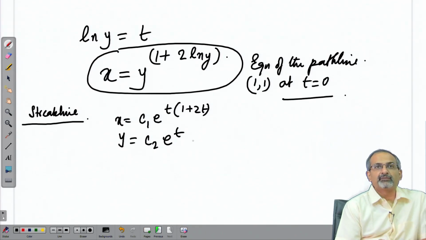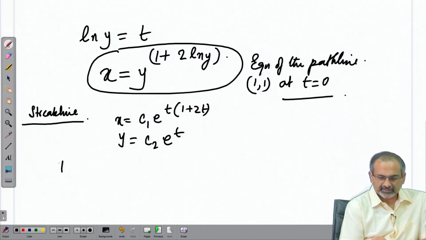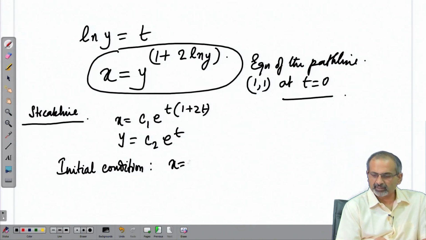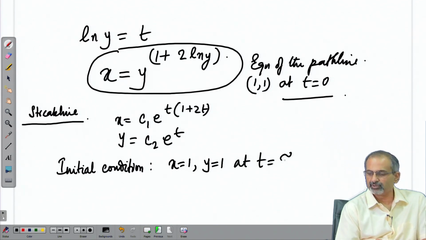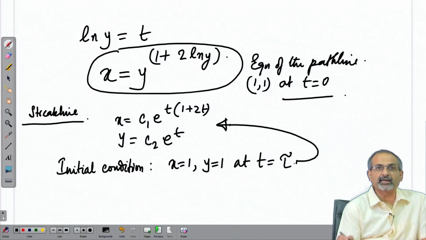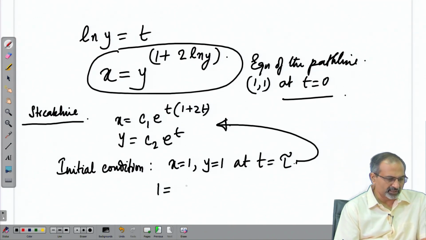Here we have to be a little careful at this stage. The initial condition is referring to one of the particles in the entire streak line, and that one particle would have crossed x equal to 1, y equal to 1 at a specific time t equal to tau. What does that mean? If you fit this condition for that specific particle, what it means is it will give you a condition like this.